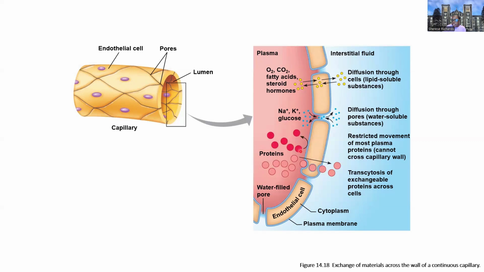In terms of proteins, we can also have transcytosis. So endocytosis into the cell, exocytosis on the other end of the cell membrane, and then we can move bulkier, larger molecules right across the endothelial cell as well. And then water, we know by osmosis can move right through the pores, so water can move as well.